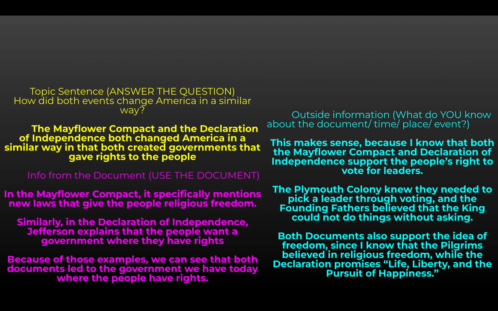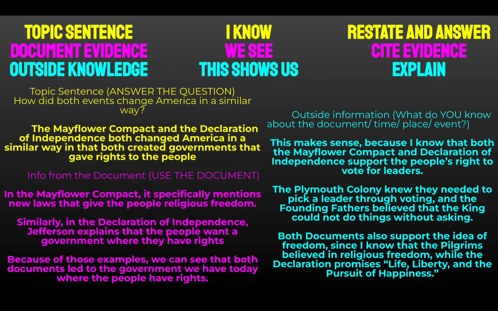We have in yellow an example of a topic sentence. Mayflower Compact and Declaration of Independence both changed America in a similar way, in that both created governments that gave rights to the people. In pink, I list off some of the things you see in the document. You have to use the document. And in blue, we see some outside information you can use.